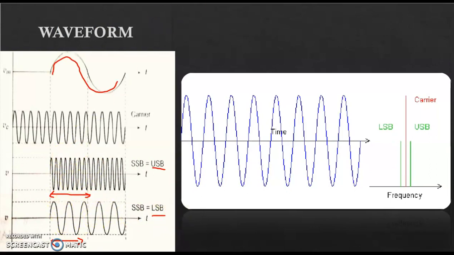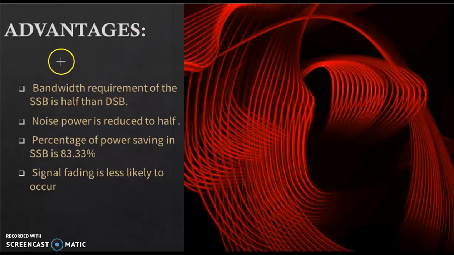Moving on to the advantages of SSB over DSB. The bandwidth of the DSB is 2 times Fm, but here the bandwidth is reduced. For the SSB, the bandwidth is Fm. That's why the bandwidth requirement is less, which is an advantage of the SSB. Noise power is reduced since bandwidth is reduced, and the percentage of power saving in SSB is 83.33. Signal fading is less likely to occur.